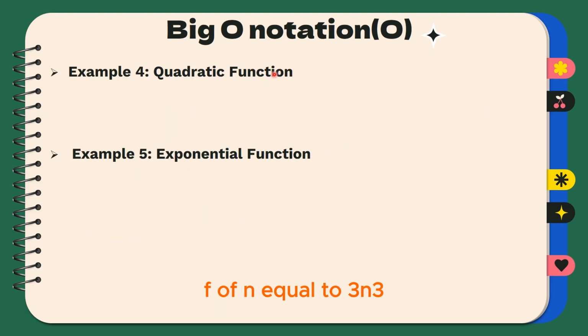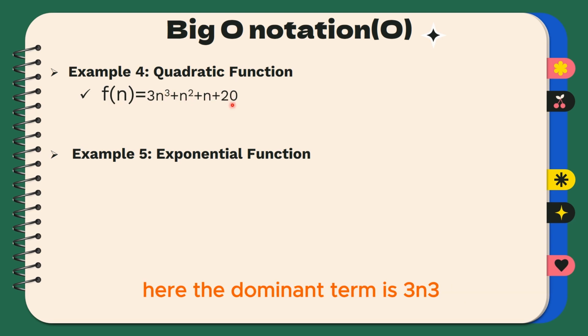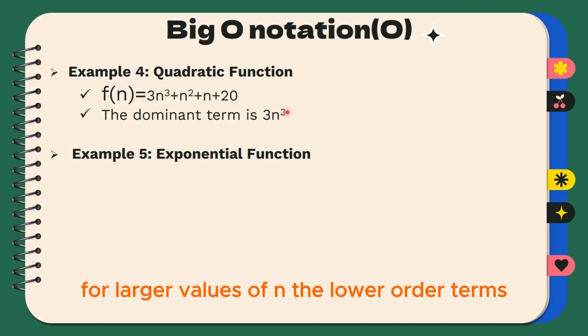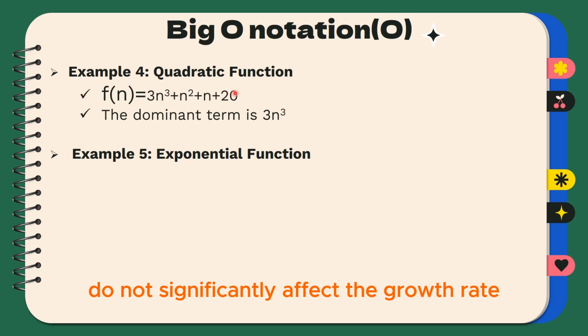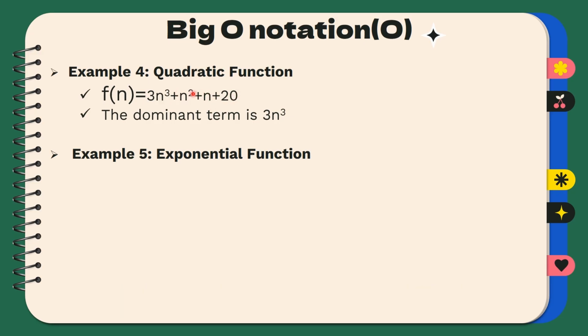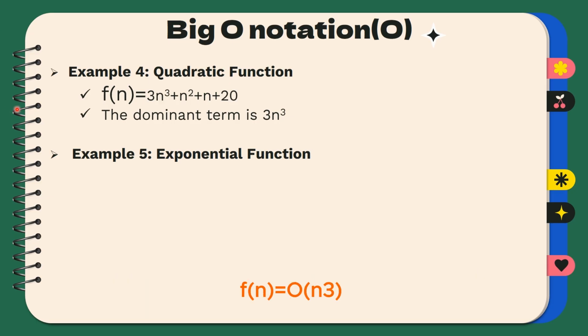f of n equal to 3n cubed plus n squared plus n plus a constant 20. Here, the dominant term is 3n cubed. For larger values of n, the lower order terms n squared, n and the constant 20 do not significantly affect the growth rate. Thus, we can express this function as f of n equal to big O of n cubed.